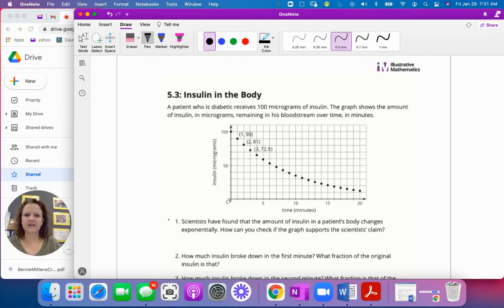So scientists, a patient who is diabetic receives 100 micrograms of insulin. The graph shows the amount of insulin in micrograms remaining in his bloodstream over time in T minutes. Scientists have found that the amount of insulin in the patient's body changes exponentially. How can you check if the graph supports the scientist's claim? I don't need to check. It doesn't appear to be linear.